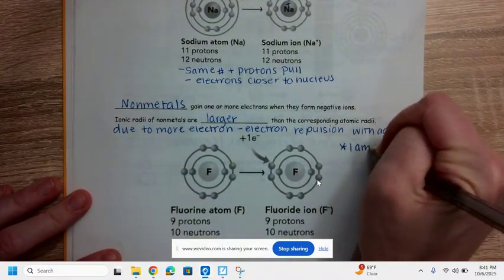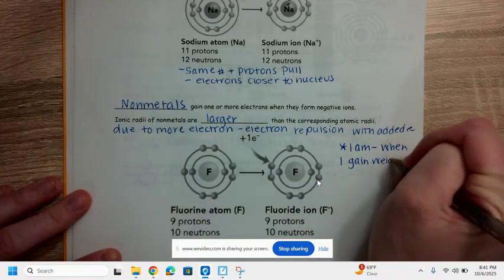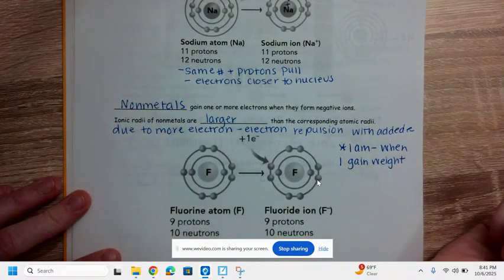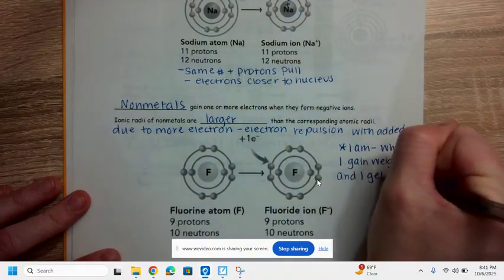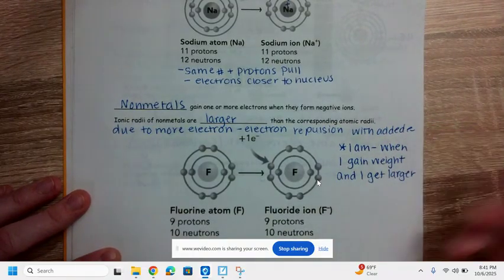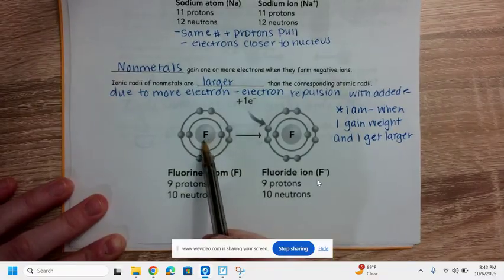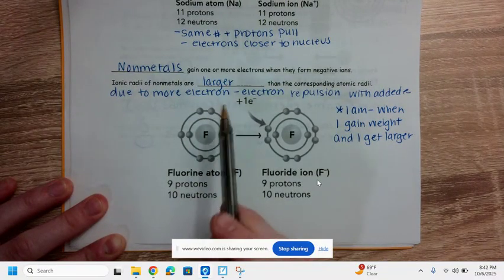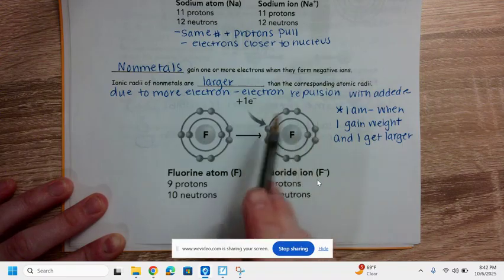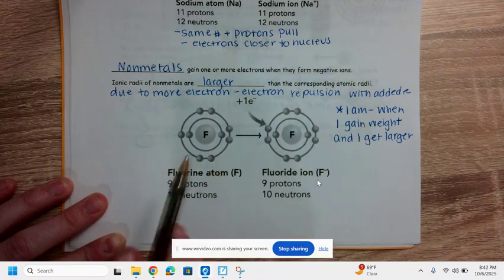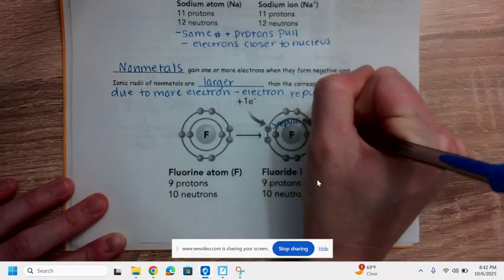I am negative when I gain weight, just like an atom becomes negative when it gains an electron, and I get larger. Just like when an atom gains an electron, it will get larger. So you can see this with fluorine. Fluorine normally has 9 protons and 10 neutrons and has a total of 7 electrons around the outside. Well, if it gains an electron to become an ion, now it has a total of 8 electrons around the outside, and those are going to repel with one another, and it's going to cause that to become larger.